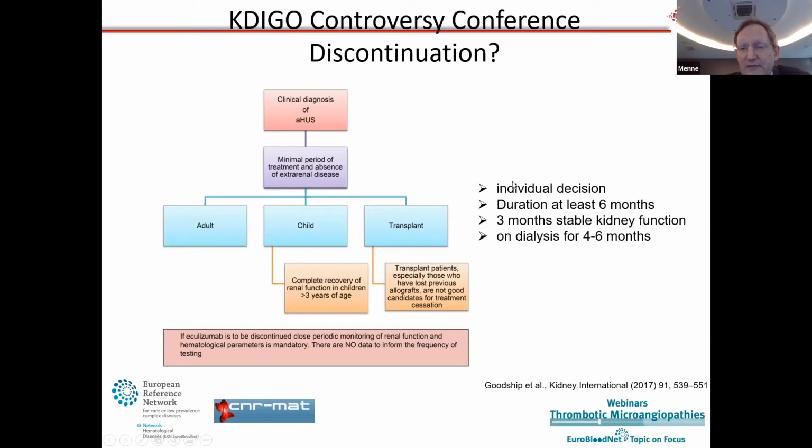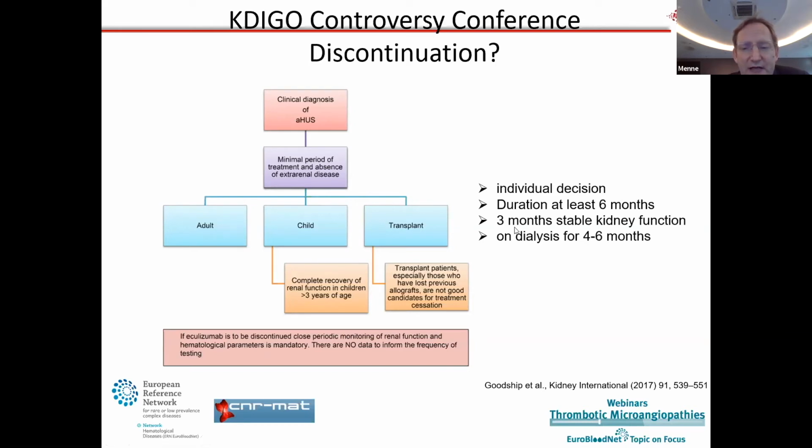And in summary, they said at the end of the day it's an individual decision, with a duration of at least 6 months of treatment. But of course, this is also a bit artificial. I mean, there's no proof that you really have to do it. It could also be that perhaps 3 months is sufficient, but no one knows exactly. What they said is that you should have at least 3 months of stable kidney function. And I think this is important.